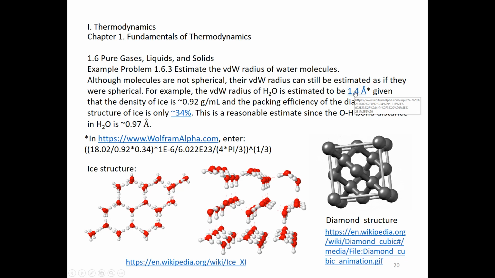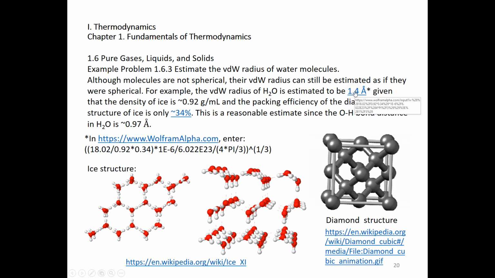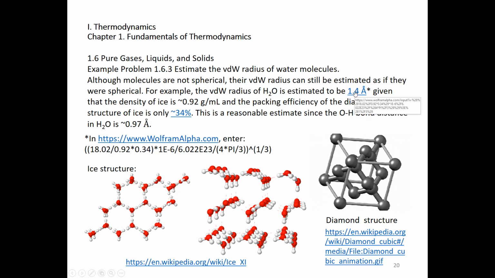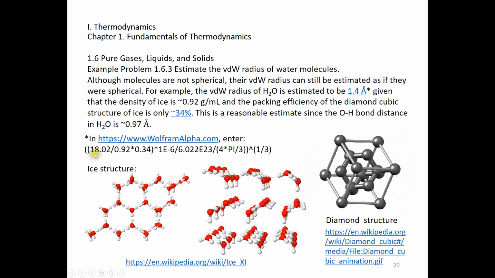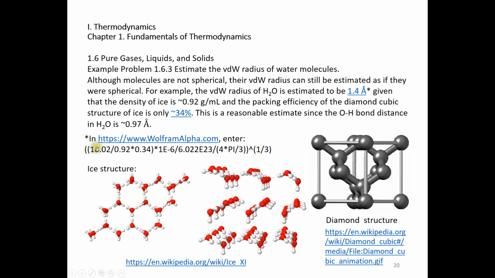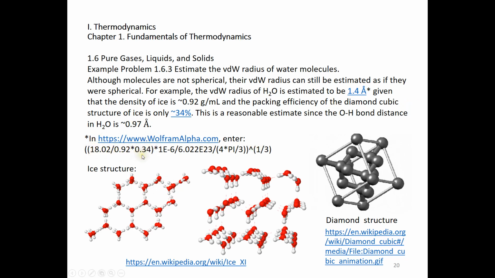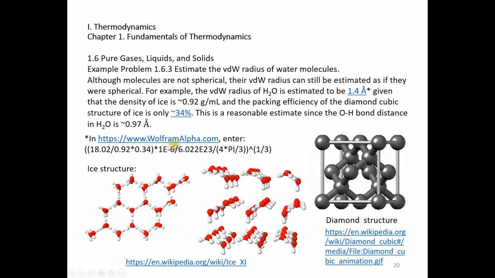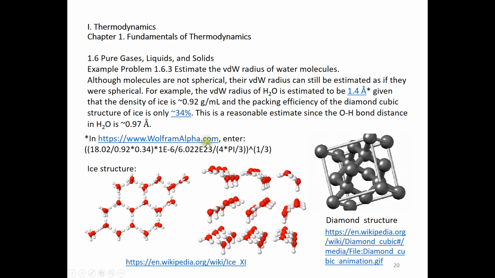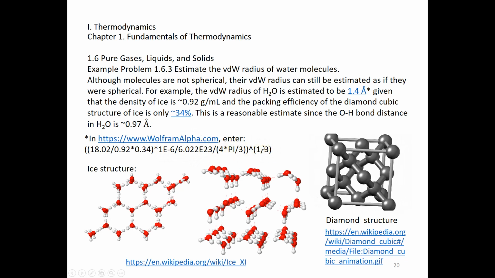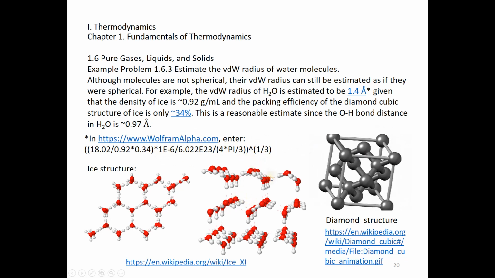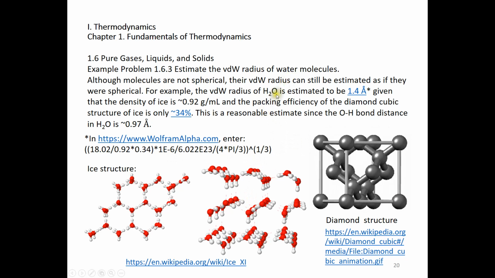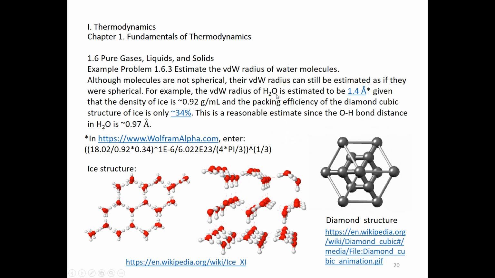Over here, if you click this, it's going to bring you to a Wolfram Alpha page that shows you the whole calculation. And also you can just go to wolframalpha.com and type up this equation. Again, this is a molar mass, this is density, this is packing efficiency. And why do we have this? Well, this is for unit conversion, and this is Avogadro constant, and this comes from the equation for the volume of a sphere. Again, this is just an estimate of the van der Waals radius for a non-spherical molecule such as water.